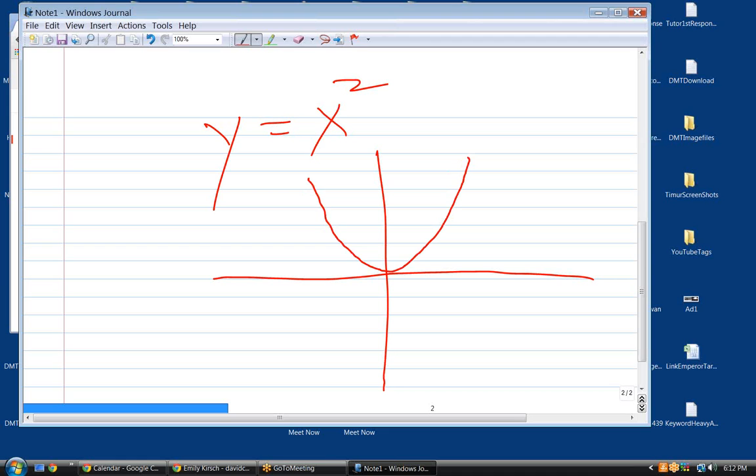This is a parabola that has a focus and a directrix. The focus is somewhere in there, and the directrix is a horizontal line that is equidistant from the vertex. In other words, however far away the focus is from the vertex, the directrix is that same distance away.